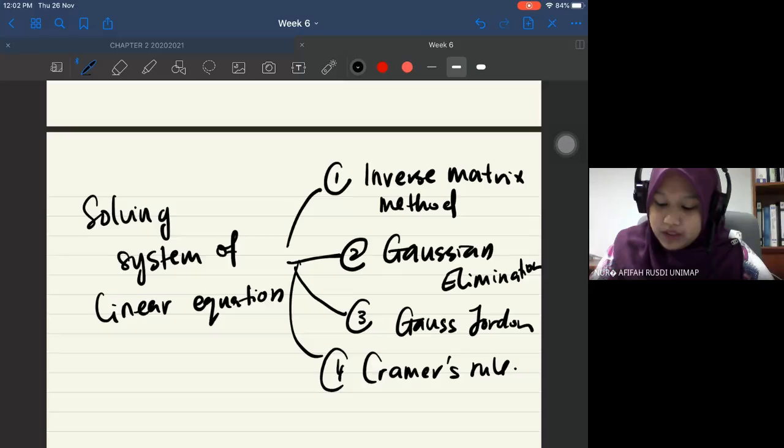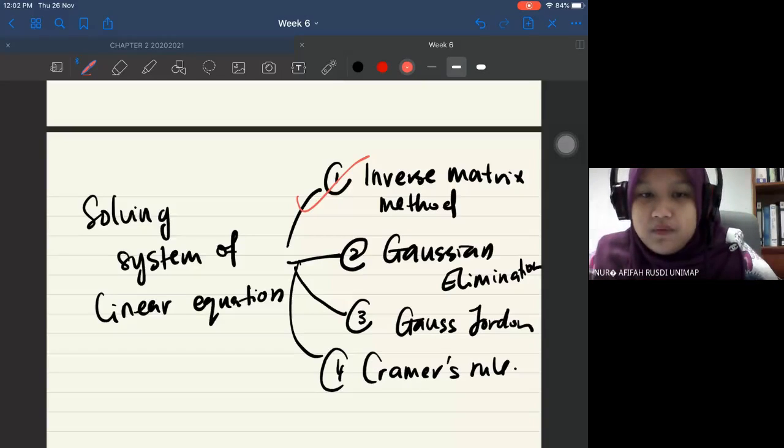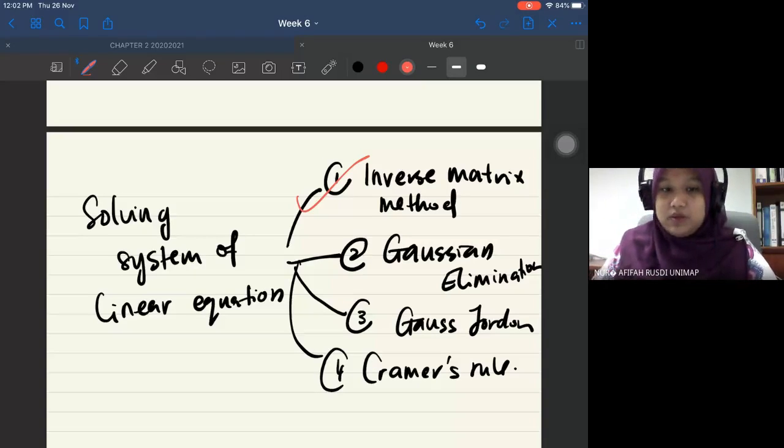So for the first part here is already settled. We dah study for the asynchronous class last week. So untuk hari ini we are going to finish all these 3 methods. Okay, so Cramer's rule will be the last subtopic for matrices.